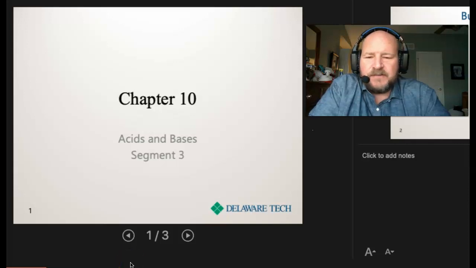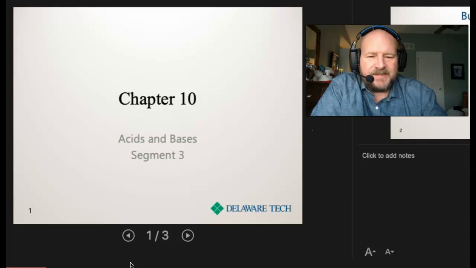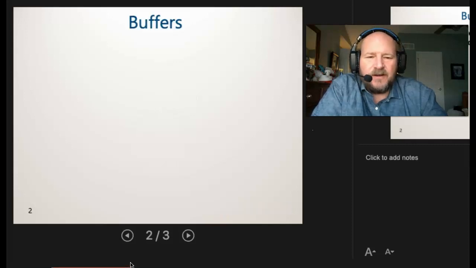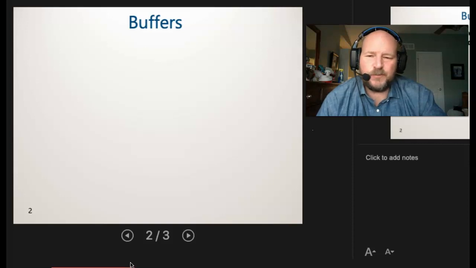This is the third and final segment of Chapter 10, Acids and Bases. This segment is solely on buffers, so it's just a couple of slides here and won't take too long. I'm not worrying about doing any buffer calculations, so this is all going to be conceptual.